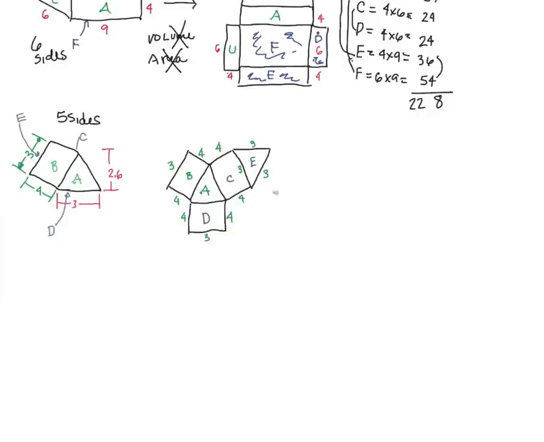But here's the problem: now we can figure out B, C, and D, but we cannot figure out the area of A with just this. That's where this little number comes in. Remember, the area of a triangle is 1/2 the base times the height.